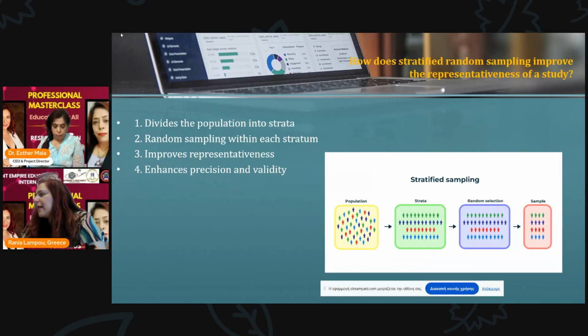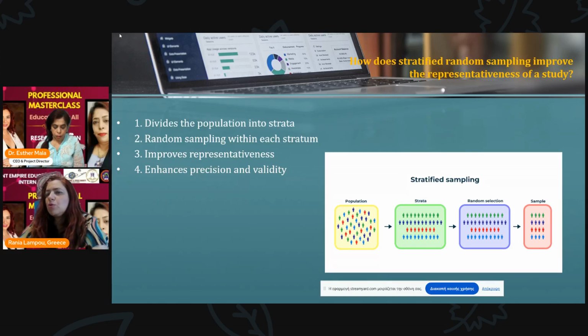Another type of sampling is what we call stratified random sampling. This type improves the representativeness of a study by ensuring that all key subgroups, all strata, within the population are properly represented in the sample. So how does this work and why is it effective? First, it divides the population into strata. The population is divided into distinct groups based on important characteristics, which could be age, gender, income, education, etc.